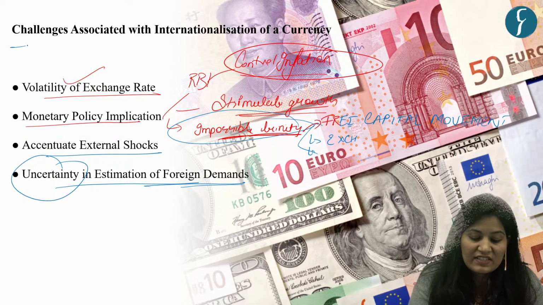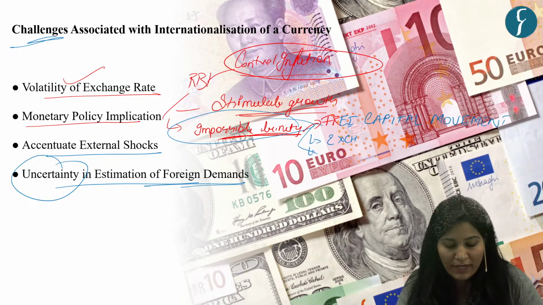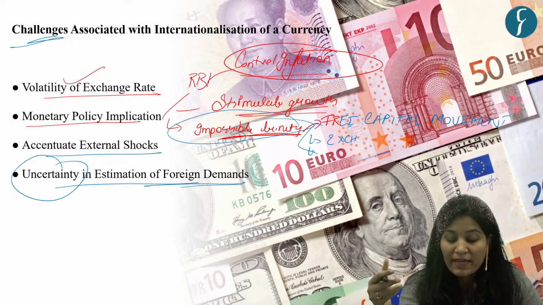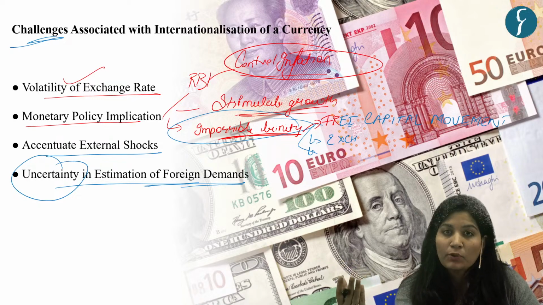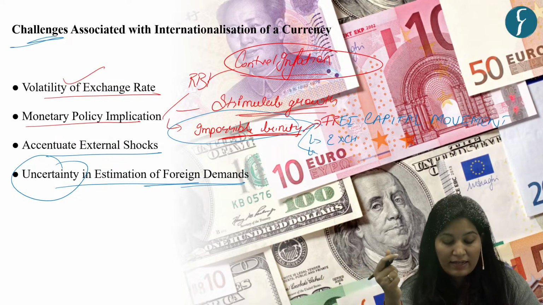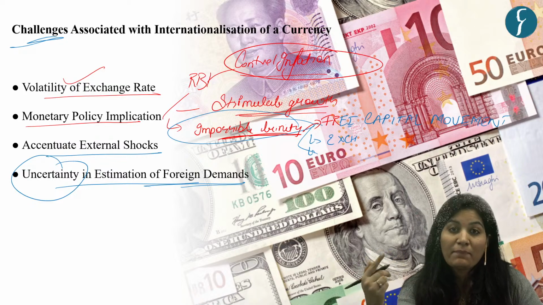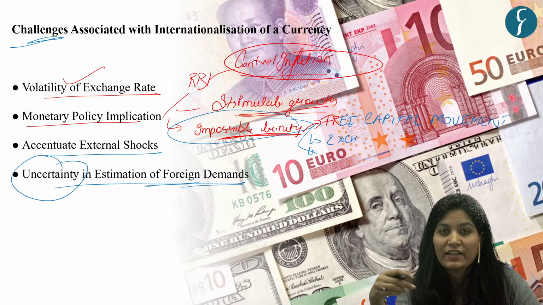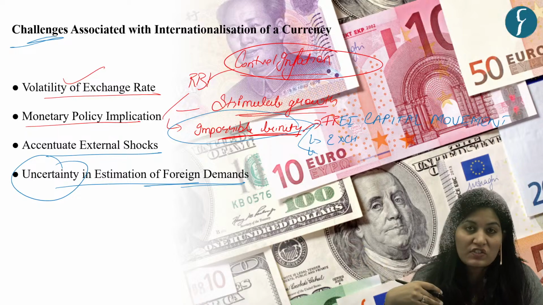So these are the challenges associated with internationalization of currency. Volatility: now the currency is globally connected. Monetary policy implication: it will be very difficult for the RBI to control inflation, to stimulate growth, and to regulate the flow for international traders. Then external shocks, which will impact the currency harder. Then uncertainty in estimation, which is very difficult to predict, so somewhere it will be a cause of concern for economic planning. So these are the challenges.